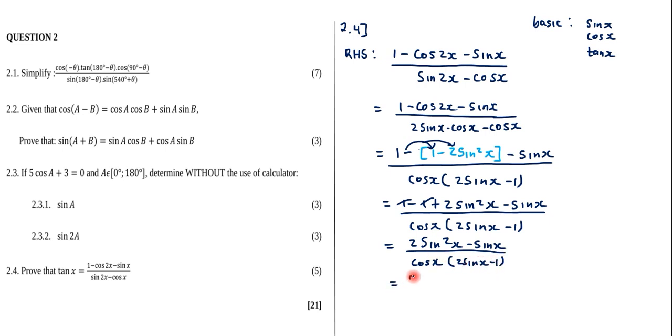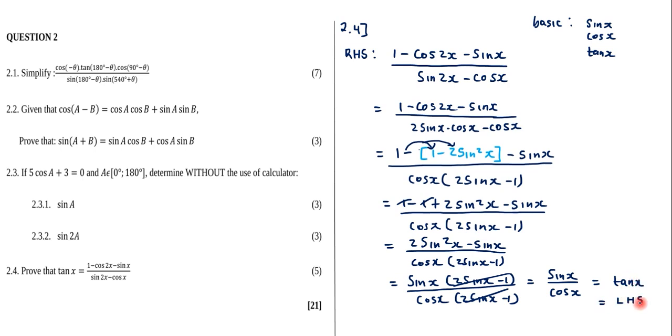Then I'll take out the common factor there, which is sine x, and then I'll be left with 2 sine x minus 1 over cos x into 2 sine x minus 1. And then this will cancel with that, and then my value is going to be sine x over cos x. Now what is sine x over cos x? I know that that is tan x, and this is basically what is on my left hand side. So the left hand side now is the same as the right hand side. And that is how we finish the first part of our trigonometry.